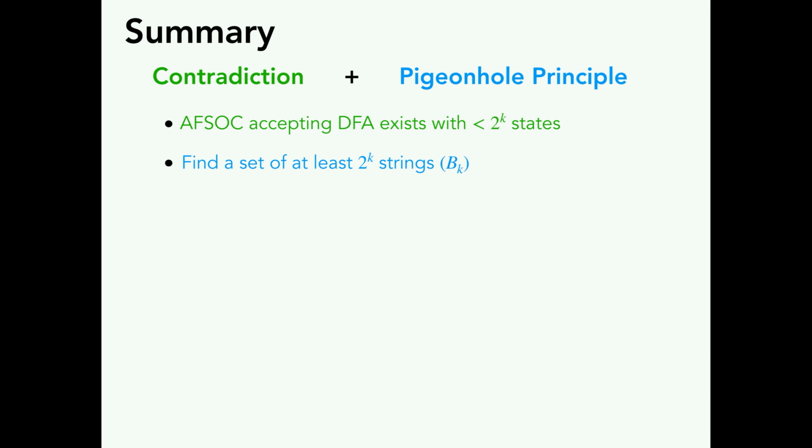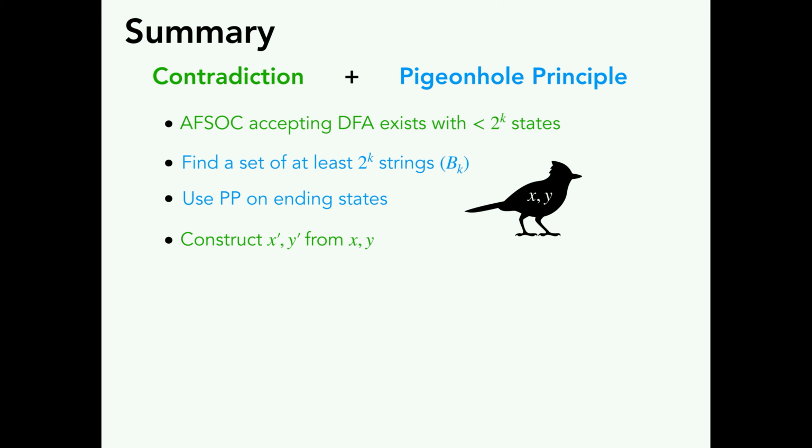Then we found a set of exactly 2 to the k strings, and we called this b sub k, and it's simply the set of all binary strings of length k. Using this set of strings, we're able to invoke the pigeonhole principle. So our pigeons in this case are the 2 to the k strings, so b sub k. Our holes in this case are the states of the DFA, and we have strictly less than 2 to the k of those. Since we have more strings than states, by the pigeonhole principle, we are guaranteed that some 2 strings map to the same state. In other words, some 2 strings x and y have the same ending state.